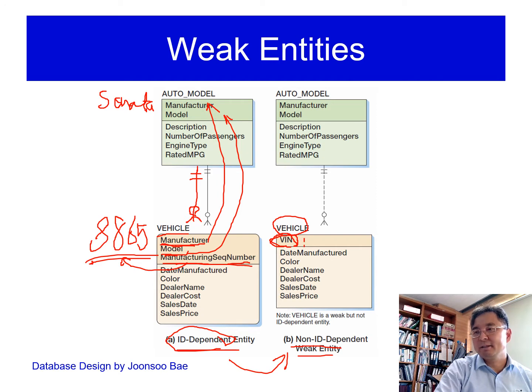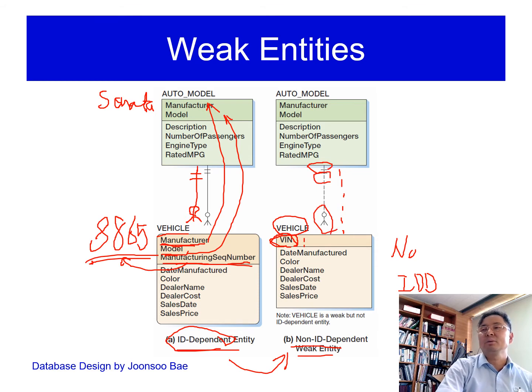Okay, so if we design a vehicle like this one, in that case, this is not an ID dependent entity. This is not ID dependent because the identifier does not include the parent's identifier. Okay, so we can represent this relationship as a dotted line. Can you see the dotted line here? Yes. And also the maximum cardinality, minimum cardinality is the same on each side here, but with a dotted line.